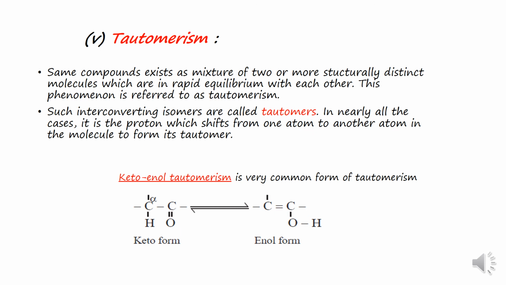Keto means the ketonic group is transforming into the enol form. En means double bond and ol means hydroxyl group. These two forms are interconvertible, and these two forms are called tautomers, and the phenomenon is called tautomerism. Thank you, children.